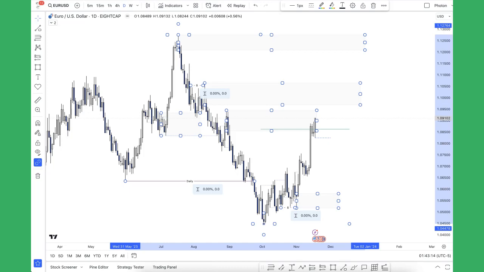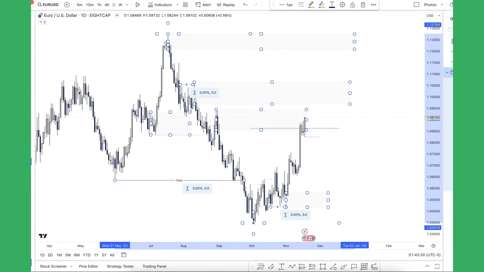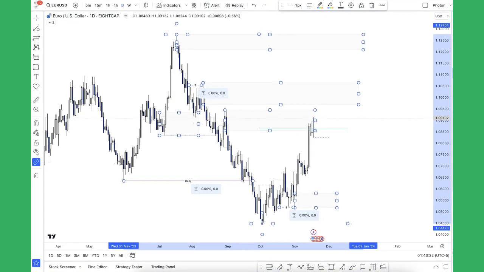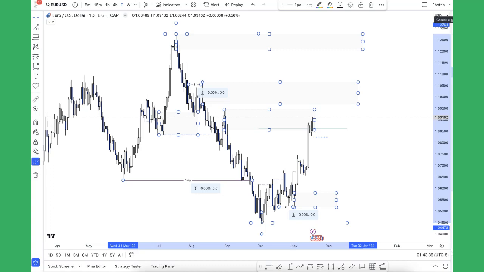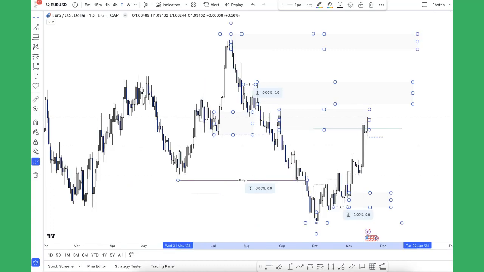Let me see if I can extend this perhaps. How do I do that? Maybe this. No. Just one second, please. I'm sorry, I can't seem to figure this out.